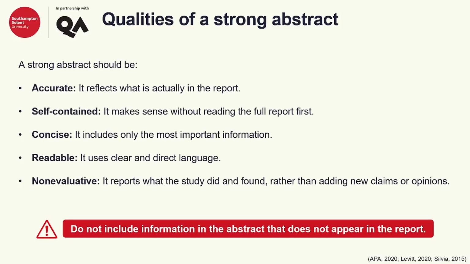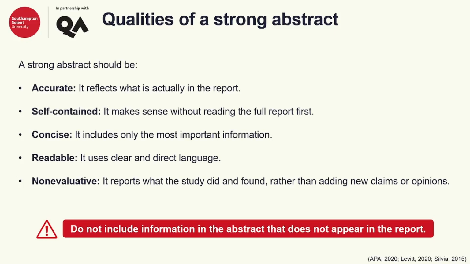Third, the abstract should be concise, including only the most important information. Concise writing does not mean removing essential details or writing incomplete sentences. It means communicating the essential information efficiently. For example, you do not need to describe every participant's course, every coding decision, or every limitation. Instead, focus on the information that allows the reader to understand the study as a whole.